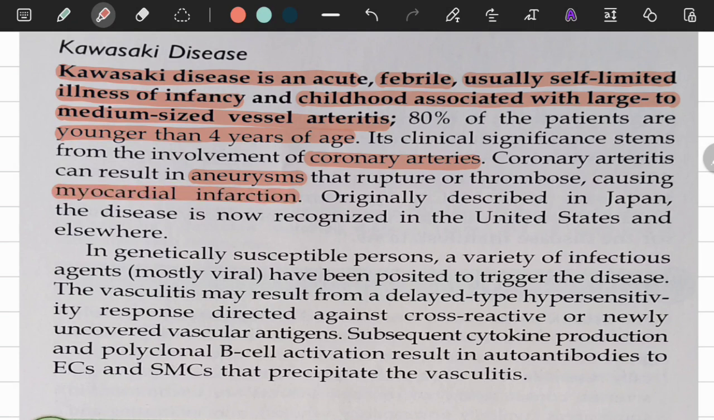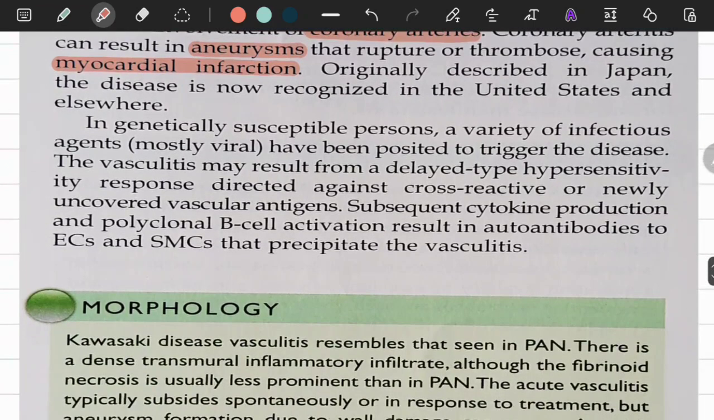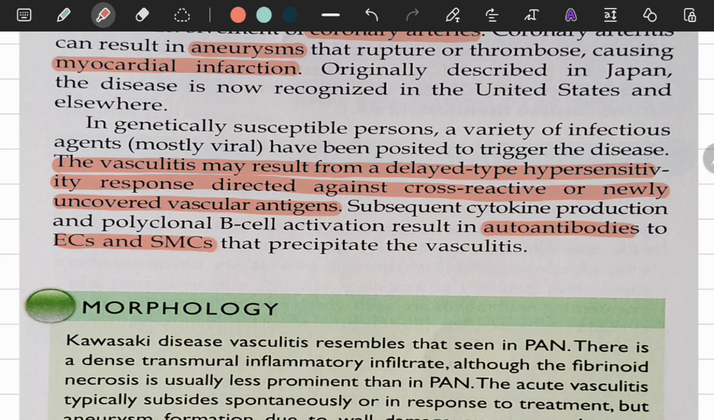Originally described in Japan, the disease is now recognized in the United States and elsewhere as well. In genetically susceptible persons, a variety of infectious agents have been postulated to trigger the disease. The vasculitis may result from a delayed type hypersensitivity response directed against cross-reactive or newly uncovered vascular antigens. Subsequent cytokine production and polyclonal B cell activation results in autoantibodies to the ECs and SMCs that precipitate the vasculitis.